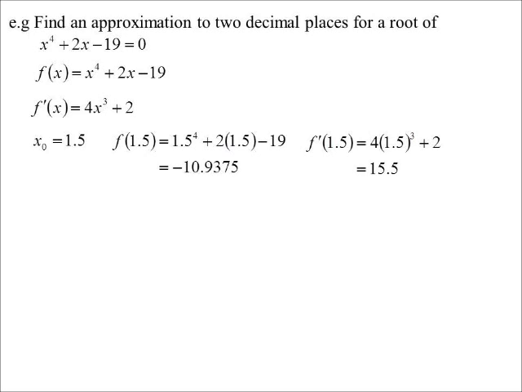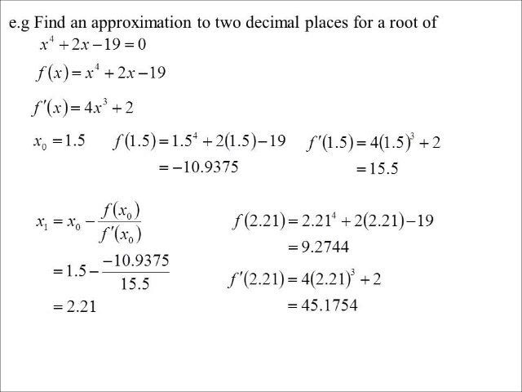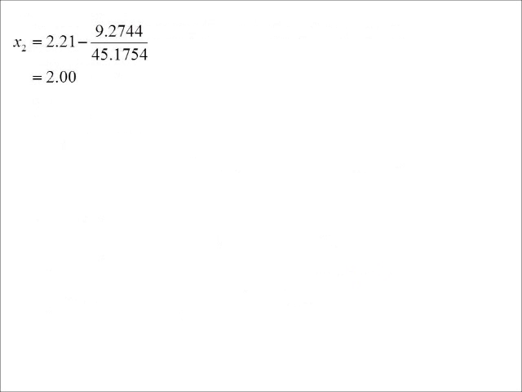Now, 1.5, there's the function value at 1.5. There's the derivative. Sub that into the formula, and we get 2.21. Maybe I should have picked 2. Okay, the function value at 2.21 is 9.2744. No, that's not the answer. So work out its derivative, sub that into the formula, and we get 2. Yes, I should have picked 2 as the first approximation.